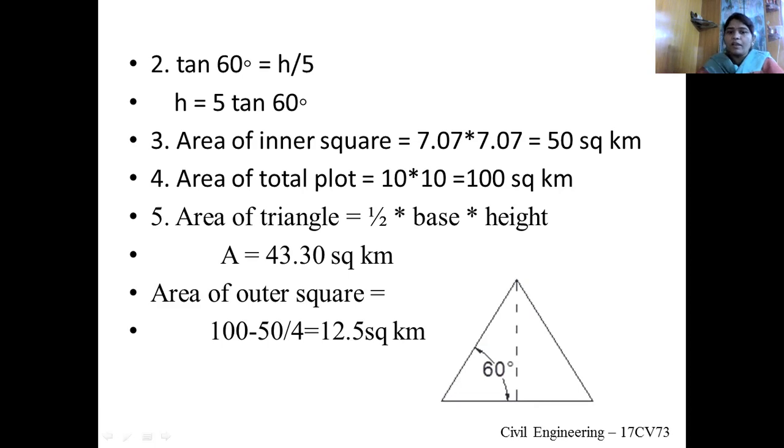100 minus 50, again we get 50. That divided by 4 sides, so each one will have 12.5, 12.5, 12.5, 12.5. Inner is 50. Then area of triangle is half base into height. So half base 10 into height, then you get 43.3 square kilometer.